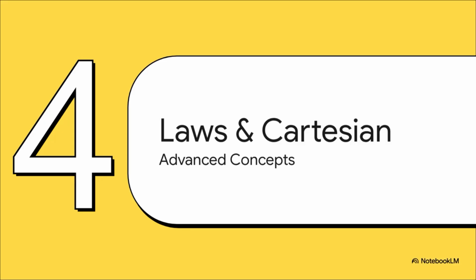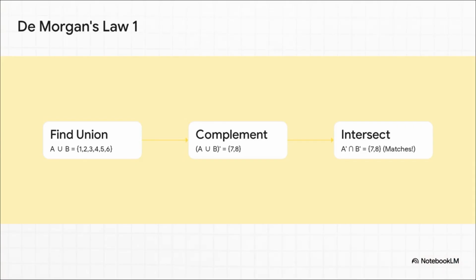Section 4. Laws and Cartesian products. Okay, this brings us to one of the most powerful and honestly coolest rules in discrete math, De Morgan's laws. The first law basically states that the complement of a union is perfectly equal to the intersection of their individual complements.